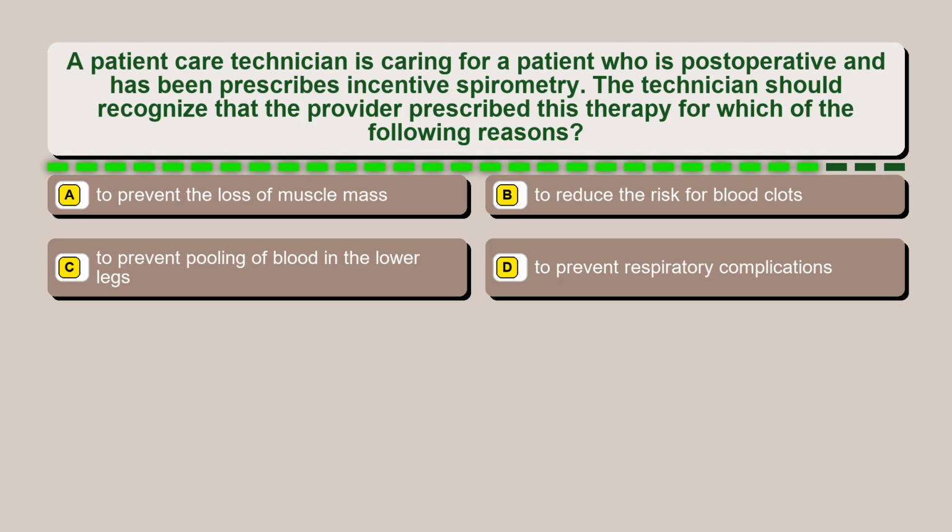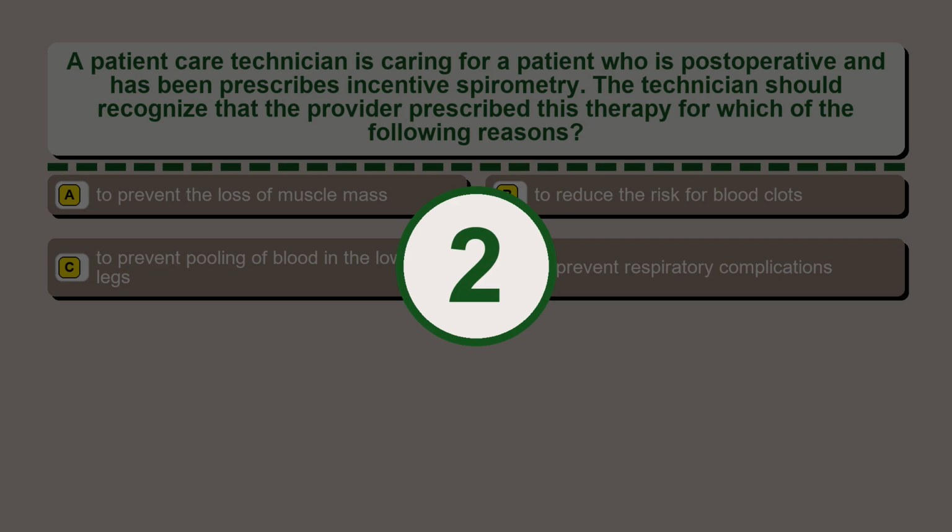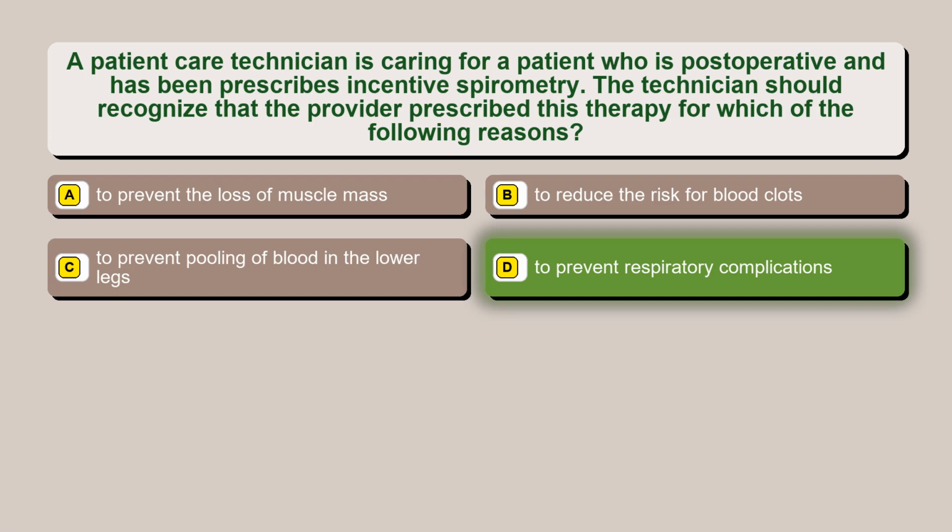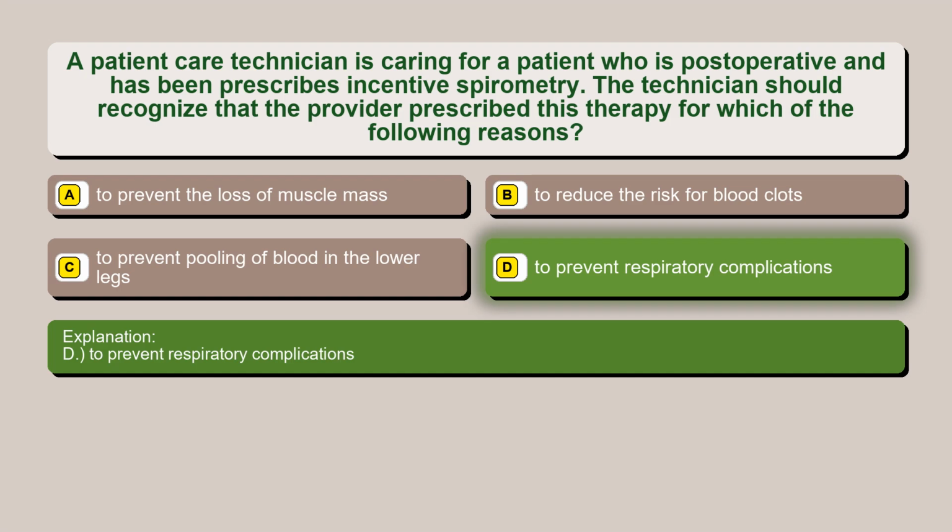Question 2. A patient care technician is caring for a patient who is postoperative and has been prescribed incentive spirometry. The technician should recognize that the provider prescribed this therapy for which of the following reasons? Option A. To prevent the loss of muscle mass. Option B. To reduce the risk for blood clots. Option C. To prevent pooling of blood in the lower legs. Option D. To prevent respiratory complications. The correct answer is option D. To prevent respiratory complications.